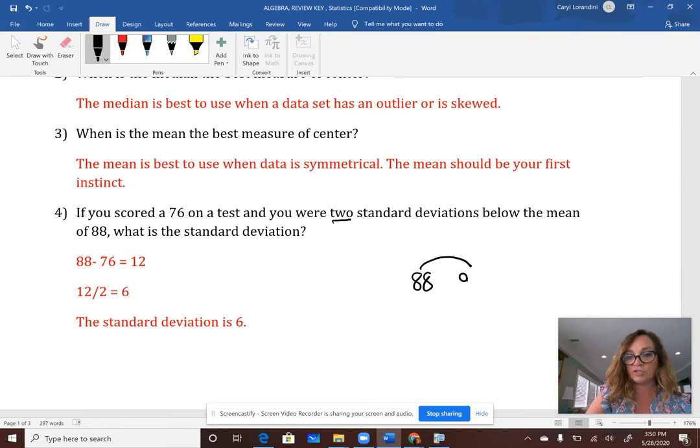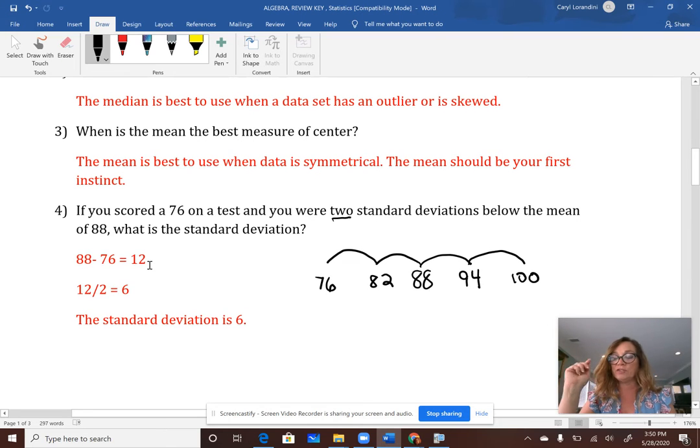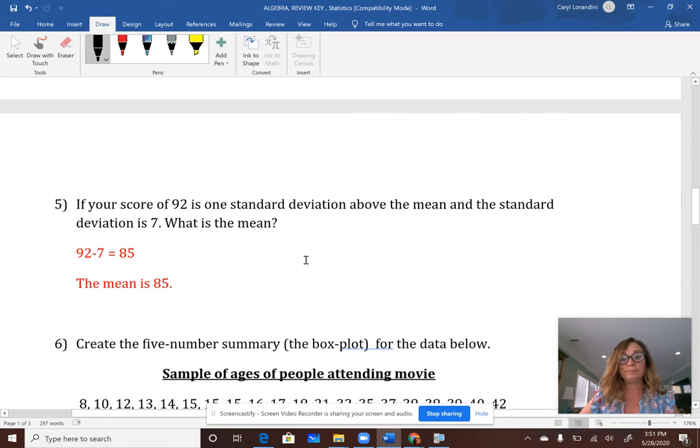1 standard deviation above, 1 standard deviation below, 2 standard deviations below, 2 standard deviations above. Okay? Within 1 standard deviation, there's approximately 64% of the data. So if you had 10 pieces of data, you would expect 6 of them to be within 1 standard deviation of the mean. And it's always of the mean, not the median.